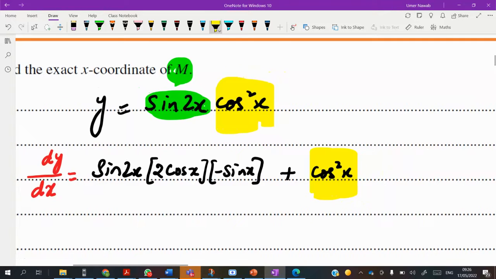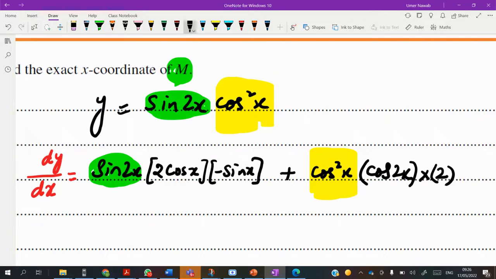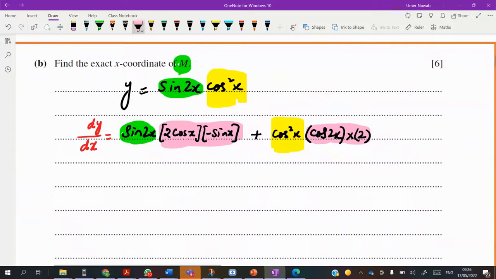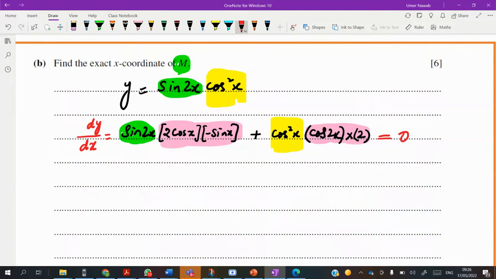And now the derivative of sine 2x is, sine derivative is cosine, and 2x, the further derivative of 2x is 2. I'm highlighting them as pink, those functions which are differentiated. We need to put our derivative equal to 0 because we are trying to find the stationary point. So we got minus 2 sine of x, cosine of x, and sine of 2x. And here is 2 cosine of 2x, and cosine square of x is equal to 0.